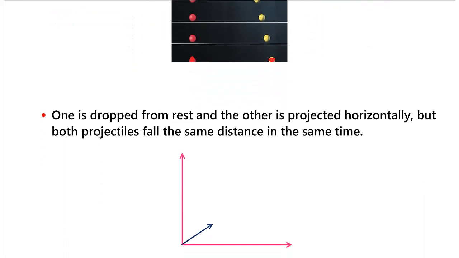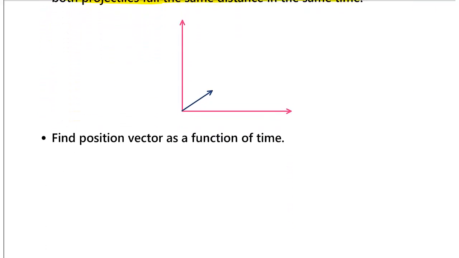So we can see for this situation, one ball is dropped from rest and the other is projected horizontally, but both projectiles fall the same distance in the same time because both are freely falling under gravity. Now we will try to derive an expression for distance x, and at any point of time, what the y coordinate of a projectile is when it is thrown with some angle and with some velocity.